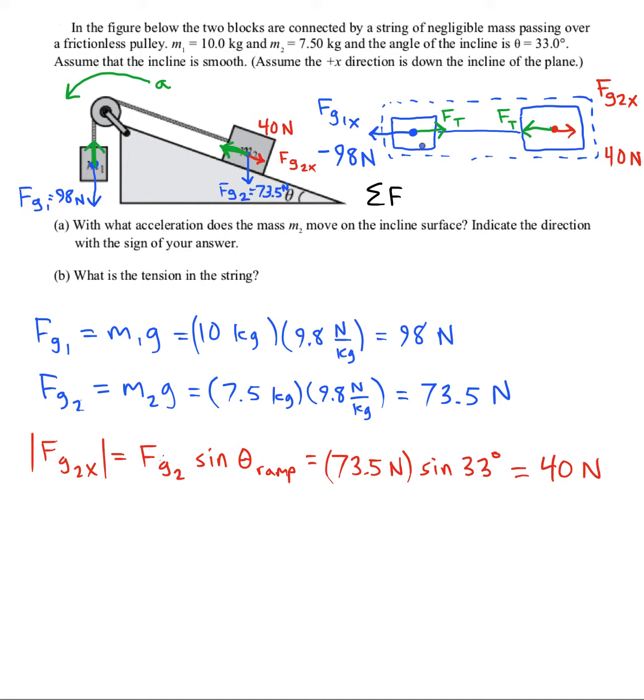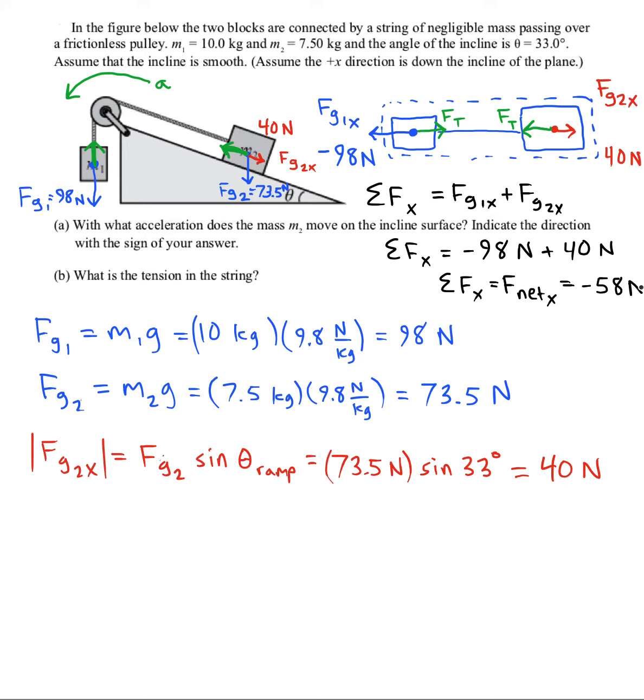So see, the 98 newtons in my analogy here pulls to the left, so I would make it negative. The Fg2x here pulls to the right, so I'll keep it positive. Now, when I sum the forces in the x direction, I want to do Fg1x plus Fg2x. Now, what does that make? It gives us a negative 98 and a positive 40, giving us a net force in the x direction of negative 58 newtons.